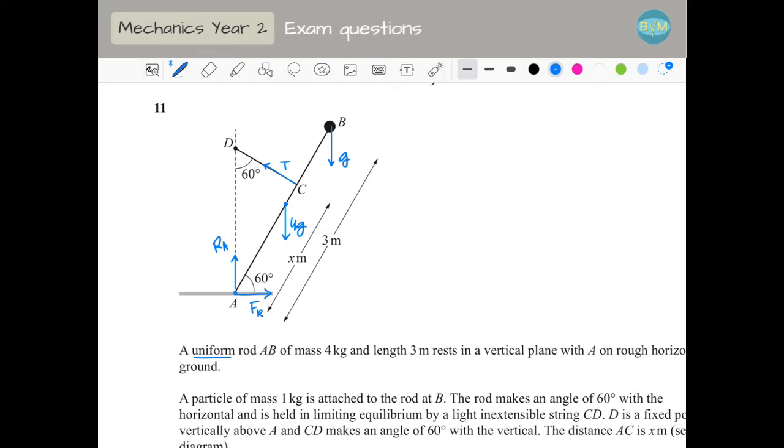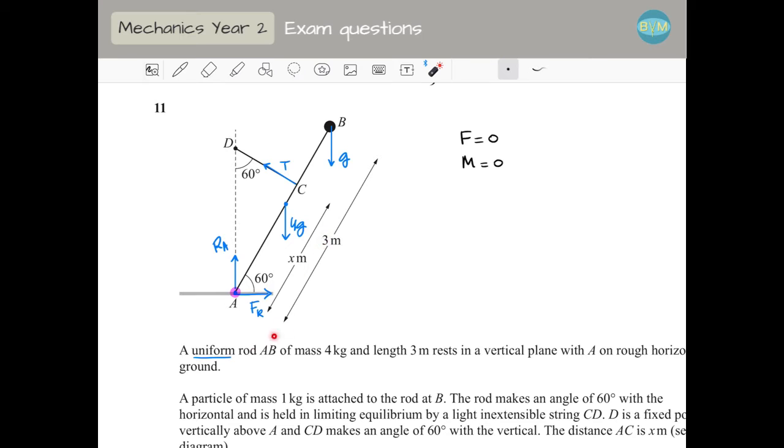So there are a few ways of doing it. This is in limiting equilibrium, which means the resultant force in any direction is 0, and the moment about any point is 0. And we can use either or both. If we need to find the tension, I think the fastest way is to take moments about A, because then we don't have R_A or friction in the equation, because we don't know them, so we don't want them.